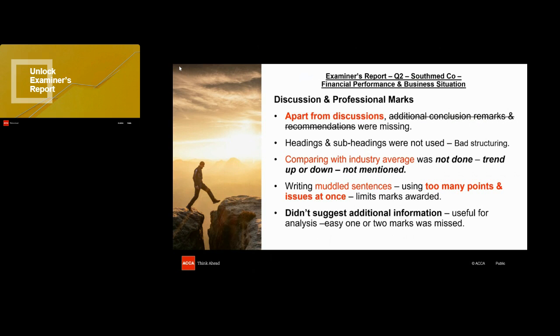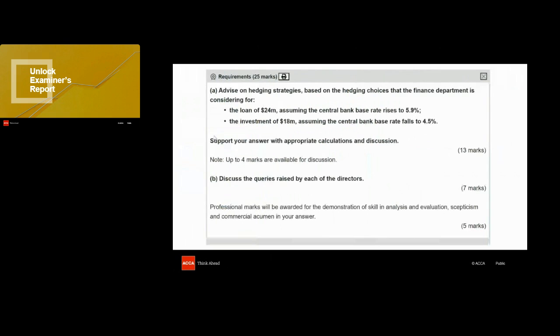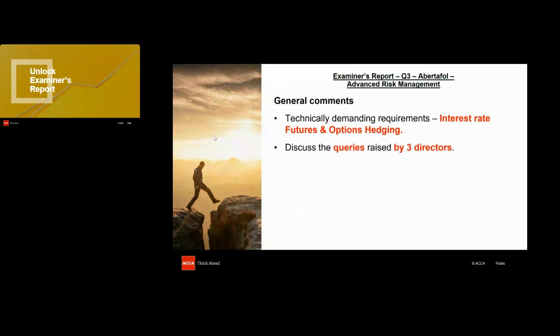Now, speaking about the next question, question 4. This question was on advanced risk management, where it was a slightly technically demanding requirement. It was on interest rate futures and options hedging. It required you to discuss the comments of 3 directors.